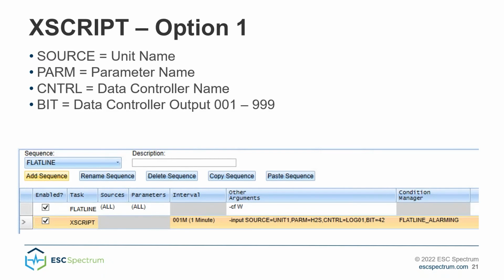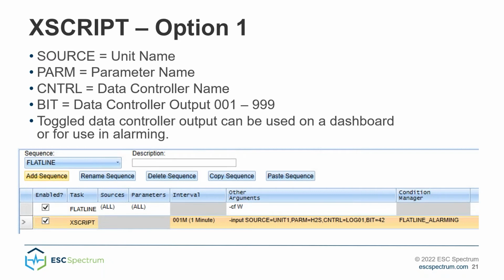And the bit is going to be the data controller output that we want to toggle anywhere from 001 to 999. In this case, we're setting bit 42 as the one that we're using. And then the last parts, you'll want to make sure the interval that the script is running over is at the 1 minute interval, and the condition manager is going to be the one that you will have set up for the condition that I had on the previous page.